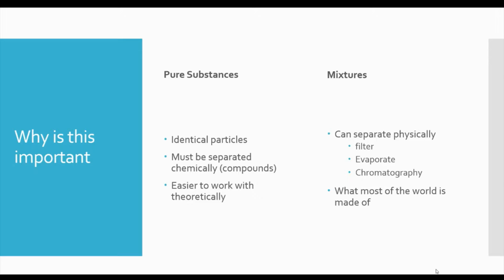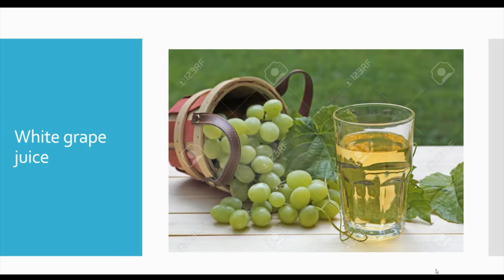Okay, so what I'd like to do at this point is look at a couple of examples, see if you can figure these out. When I look at white grape juice, is this going to be a substance or is this going to be a mixture? So remember, your defining characteristic here is, are you looking at something that is only one kind of molecule in that glass, or are there lots of different kinds of molecules?